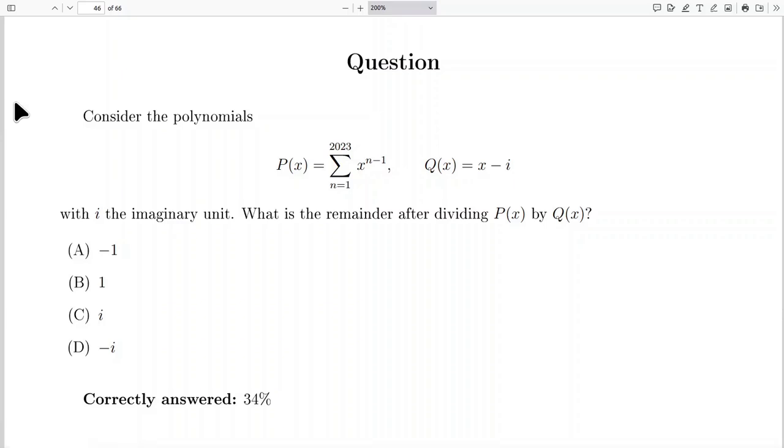This is a question about polynomials, dividing polynomials, and also complex numbers. You can see only 34% of people got this one correct. So if you want to have a go at it, you can pause the video and try for yourself.